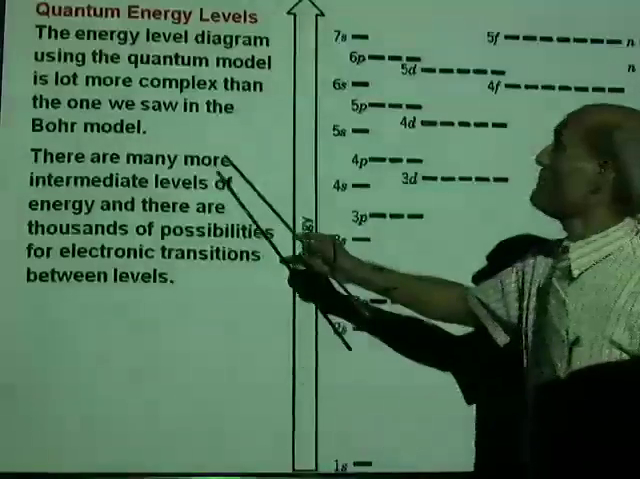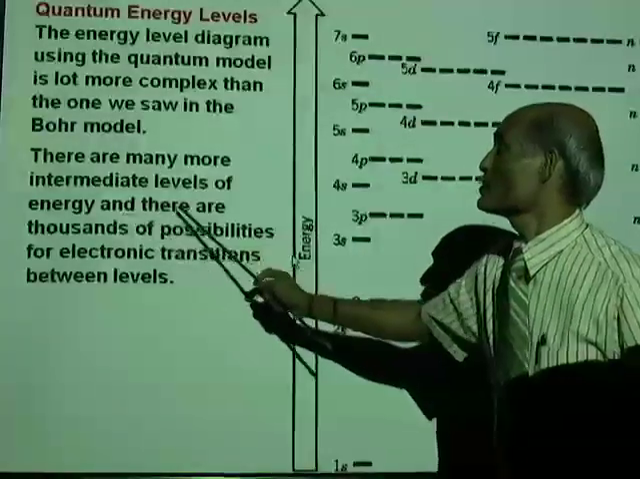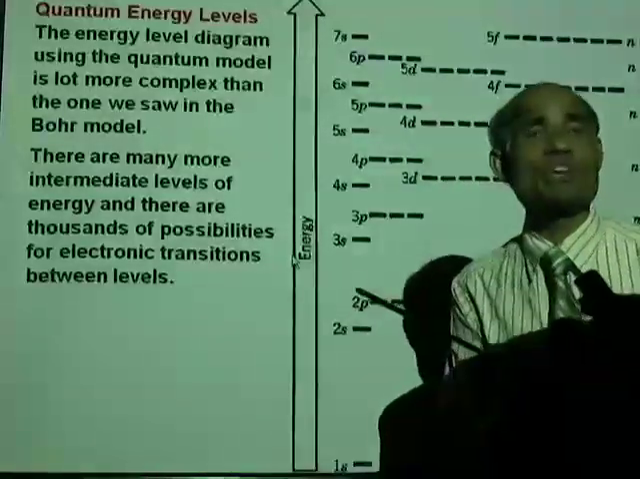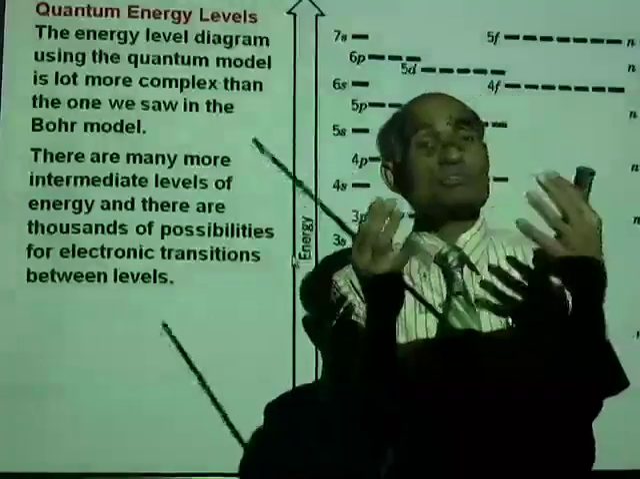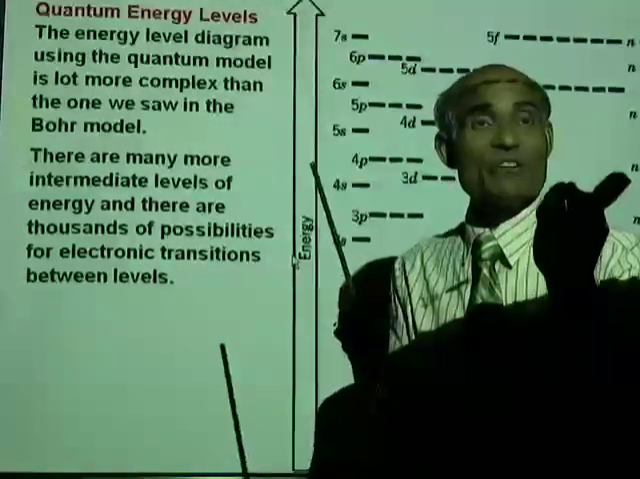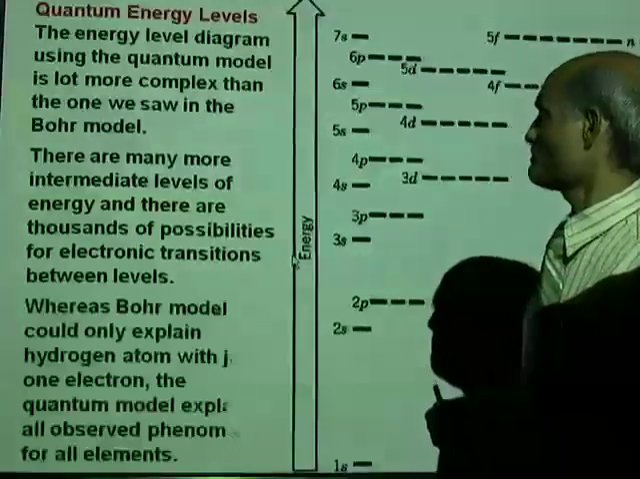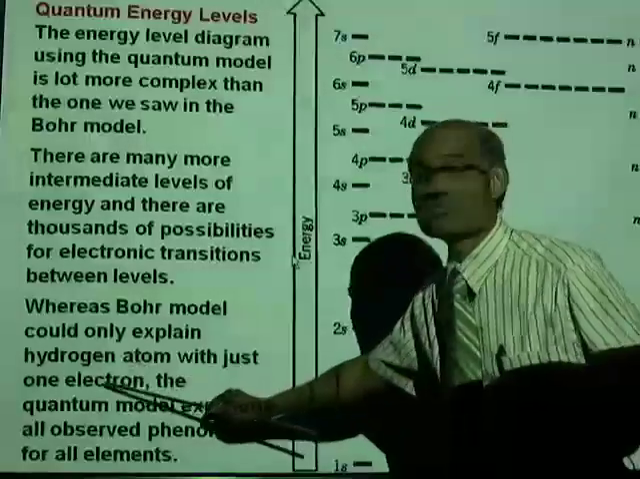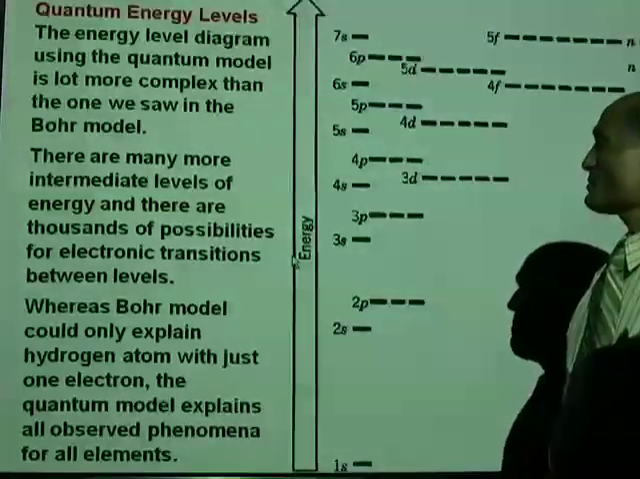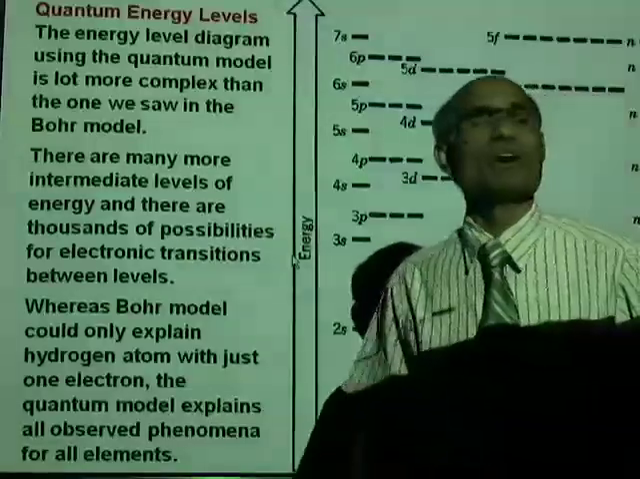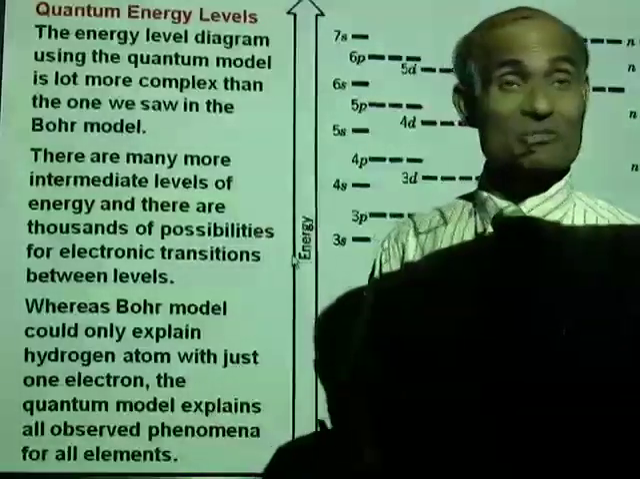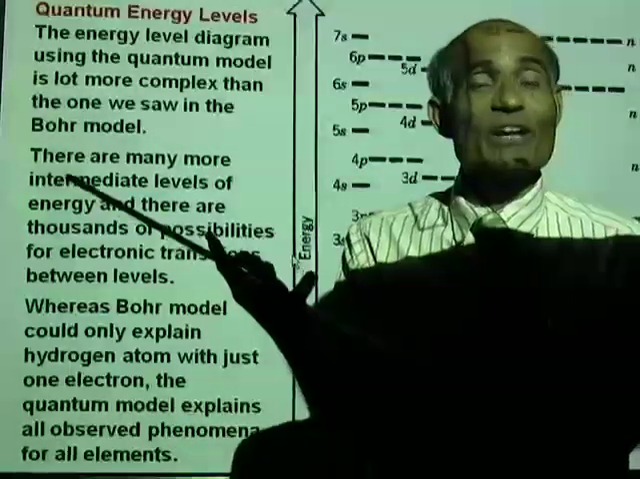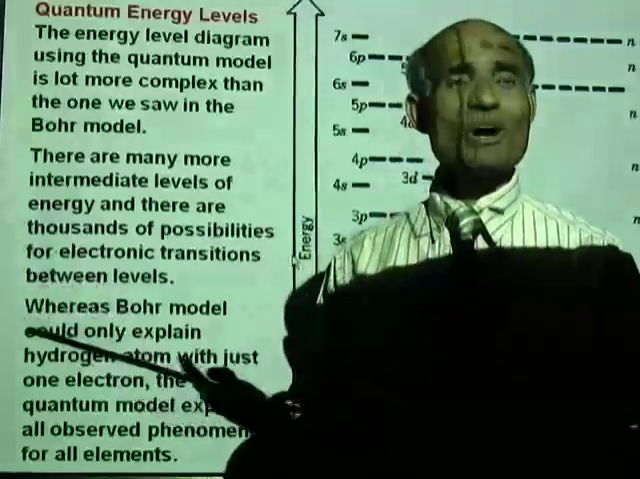That's right. There are many more intermediate levels of energy, and there are thousands of possibilities of electronic transitions between these levels, and therefore you can have thousands more radiations than in the simple case of hydrogen. Whereas the Bohr model could only explain the hydrogen atom with just one electron, the quantum model explains all observed phenomena for all elements. So we have actually found a good model of the atom. The quantum mechanical model clearly explains a lot of observed phenomena.